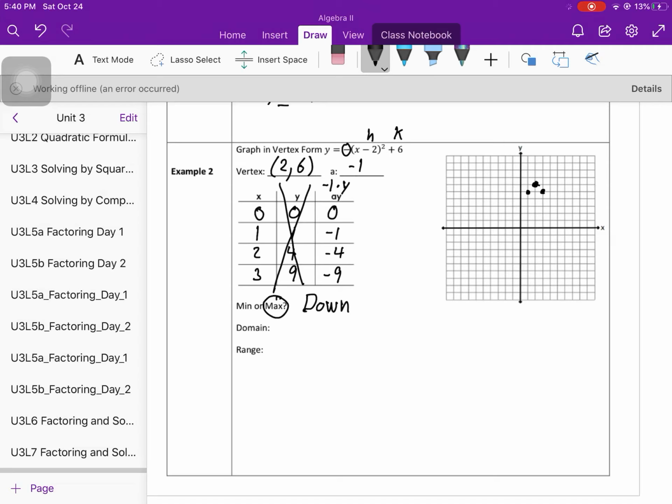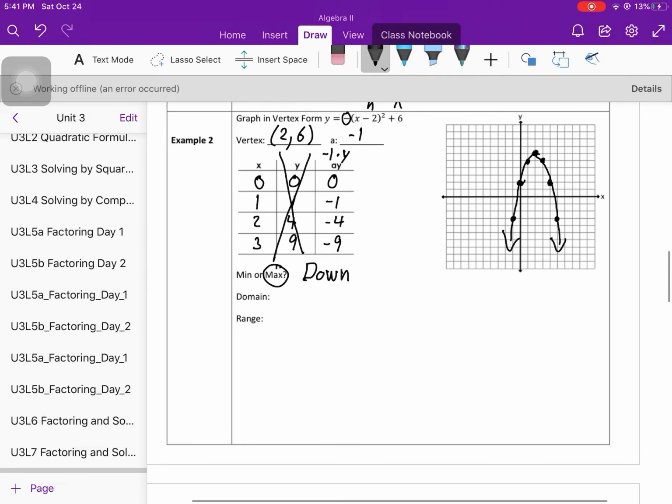So now we just follow the pattern. So 1, -1 is over 1, down 1. We got to do that on both sides. We go over 2, down 4. 1, 2, 3, 4 right there. And then we do that on the other side. And then over 3, down 9. Right there and right there.